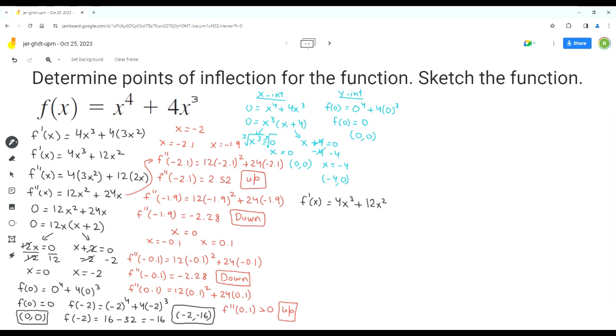Now we'll set the derivative equal to 0 and we have to solve this equation. So on the right side we can do common factoring. We can factor out 4x squared and we get x plus 3. So now we have to analyze the two cases. The first case is 4x squared equals 0, which gives us x equals 0. So this is the first critical number, and the second critical number is x equals negative 3.